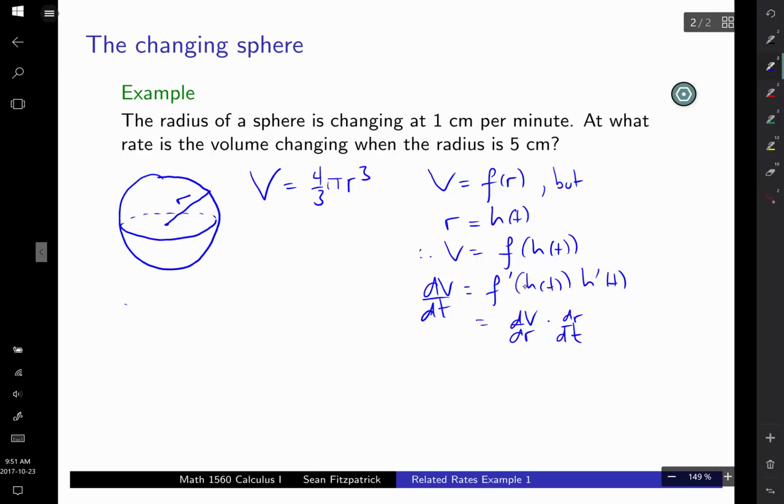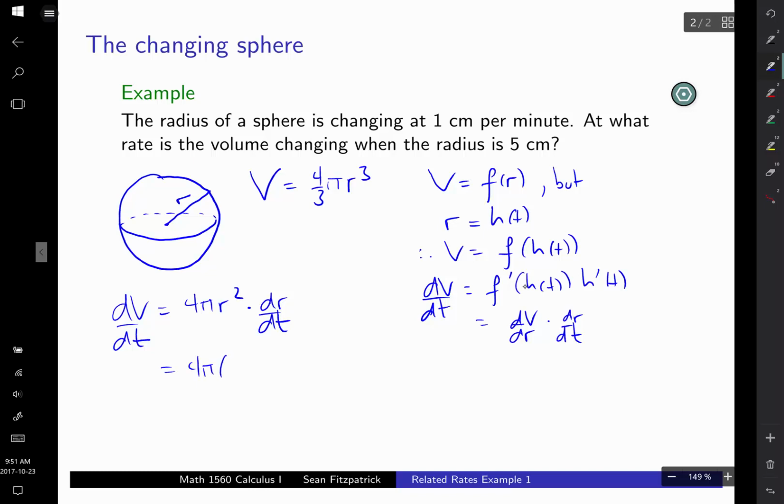So what that gives us is dV/dt. This is what we want. The rate at which the volume is changing in time is given by, so dV/dr, so 3 comes down, 4 pi, we subtract 1 from the exponent, we get r squared, and then we multiply by dr/dt. And now we simply plug in our values.